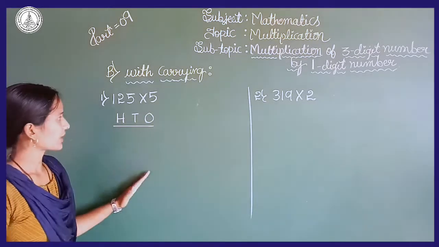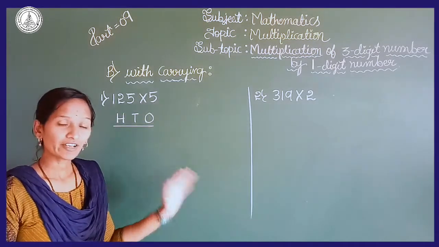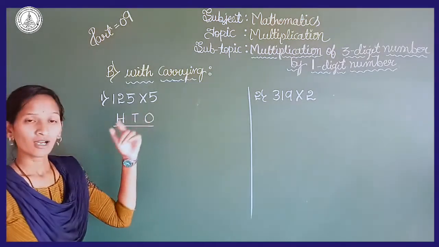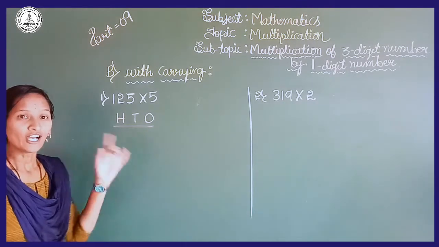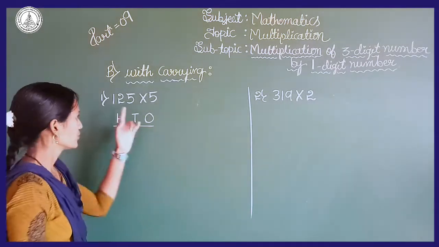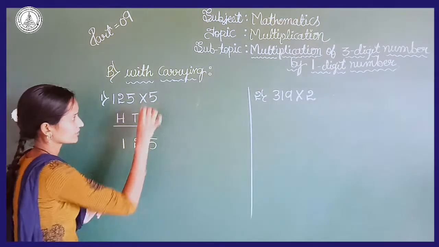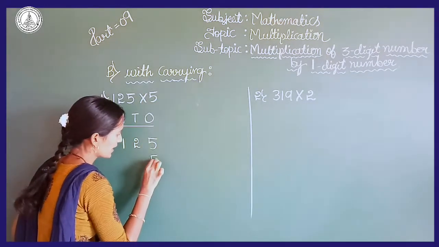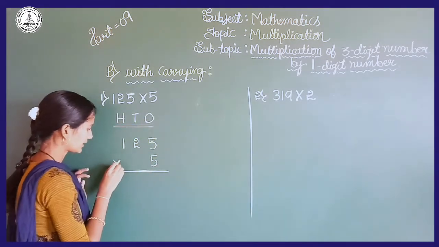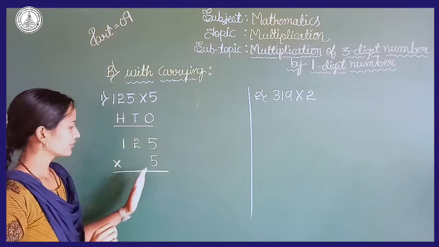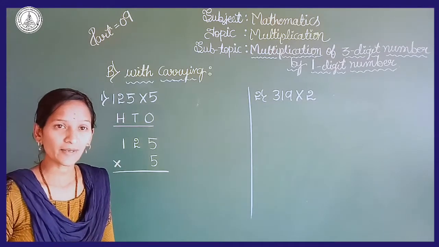Right? So first one, 125 into 5. So here 125 is the multiplicand and 5 is the multiplier. So first write down these numbers under the columns of hundreds, tens and ones. So here 125. So which is our multiplier? That is 5. I am writing it in the ones column. And I am writing the symbol of multiplication in front of the multiplier, right?